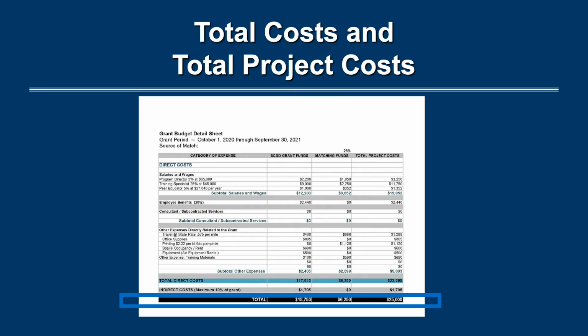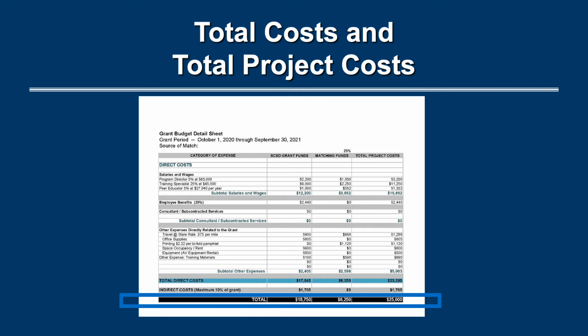The very last row of the grant budget detail sheet, highlighted by the blue rectangular box, is the total cost for all direct and indirect costs by funder. SCDD grant funds total $18,750, and the matching funds are $6,250. Added together, they equal $25,000, the total project cost.